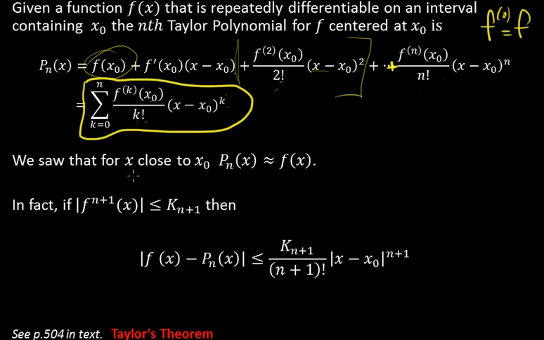And we saw that for x close to x naught, this polynomial was a very good approximation for f of x. In fact, and this we did not go over in class, but it's in Taylor's theorem on page 504.